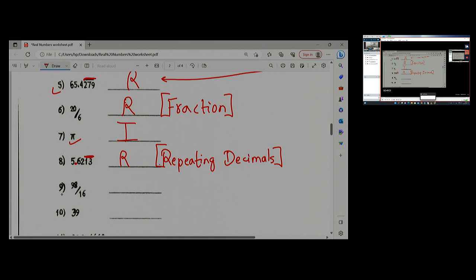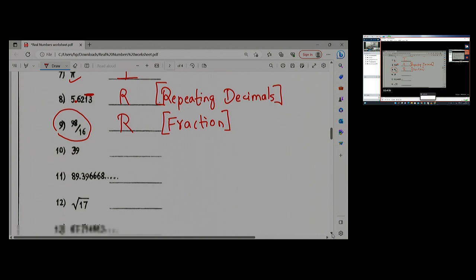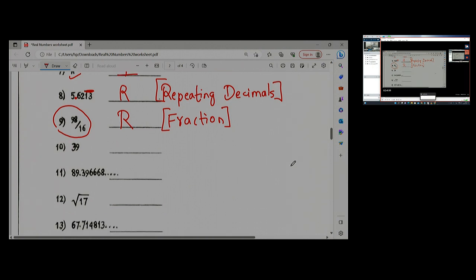Number 20. Okay, there she goes. Look at number 9 here. What kind of number is this? Rational. You mean R, right? Why? Let her answer. Fraction, correct. Because it is a fraction. Okay. Student number 21. What kind of number is this? Rational. Easy one, right? Because it is a natural number. Very easy.